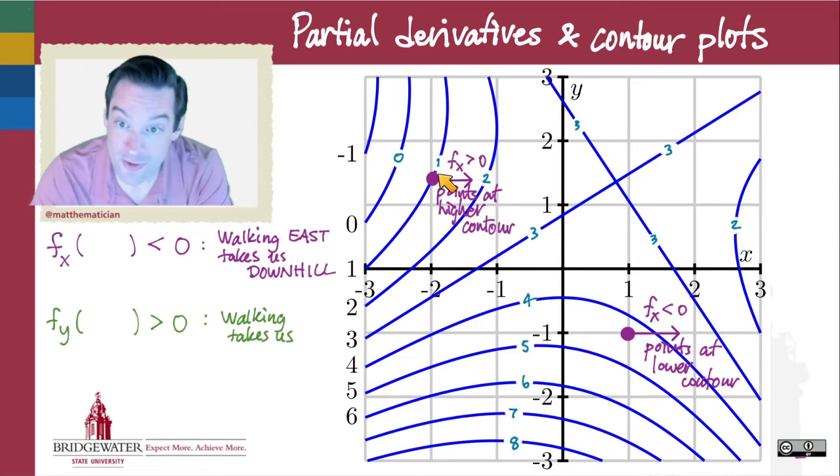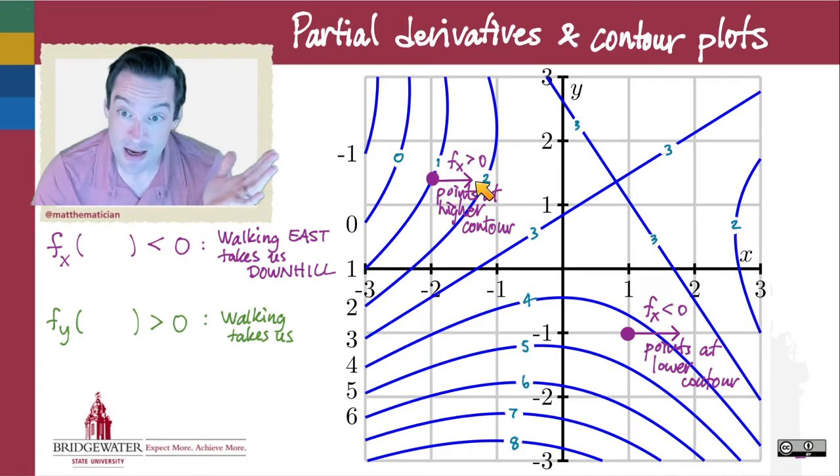So if I start at this point over here, it's on the contour f of x, y equals 1. So my height, if you like, my elevation is 1 at this point. And if I walk east, if I increase x, I'm walking more in the direction of higher contours, which is 2, than I am in the direction of lower contours, like this one back here at 0.